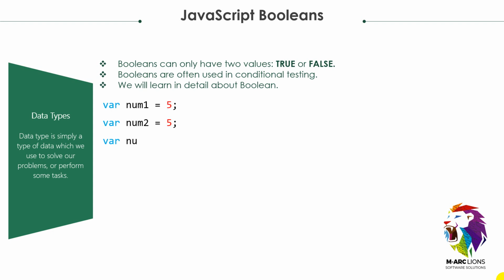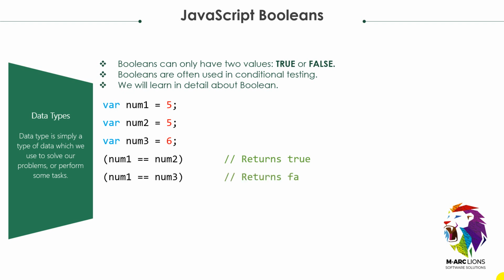But if I declare var number1, number2 and number3, there are three different numbers and they are integers. Number1 and number2 are holding 5 and number3 is holding 6. Now if I make a condition, testing what is going to happen if number1 and number2 are equal, the double equal sign which you are looking at is a comparison operator, which we will learn in detail.